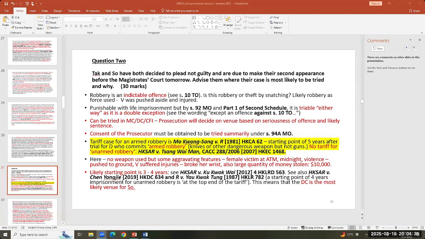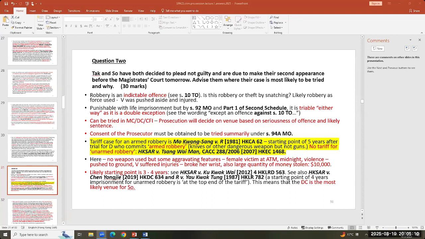TAC and So both decide to plead not guilty and are due to make their second appearance before the magistrate tomorrow. Advise them where their case is most likely to be heard and why. So you were given a copy of section 10 in the exam paper. You would be able to identify by reading that section that it's an indictable offense and that the maximum is life imprisonment. Now, we're told that they're charged with robbery, so that's what we're proceeding on.